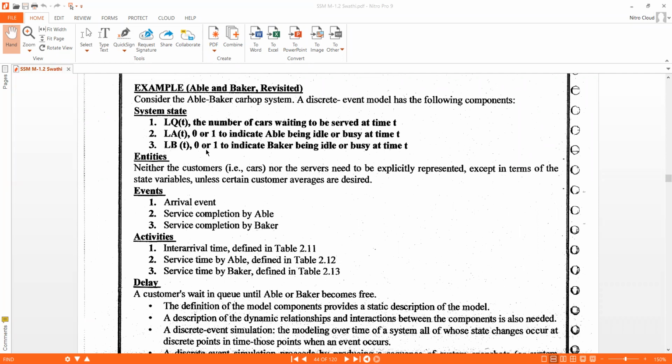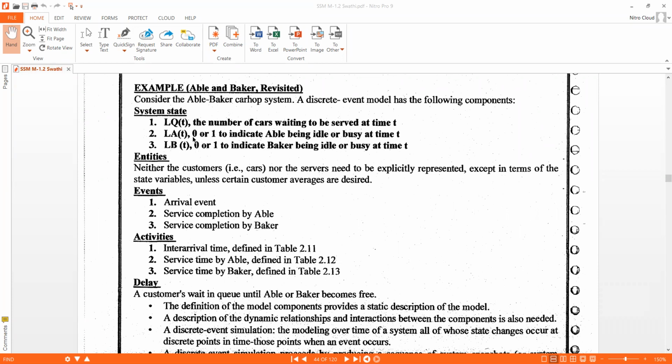Next, LB of T. LB of T also will be 0 or 1 to indicate the Baker being idle or busy. If Able is busy, LA of T will be represented as 1. If the Baker is busy, LB of T will be represented as 1. This LA of T and LB of T will be either 0 or 1.